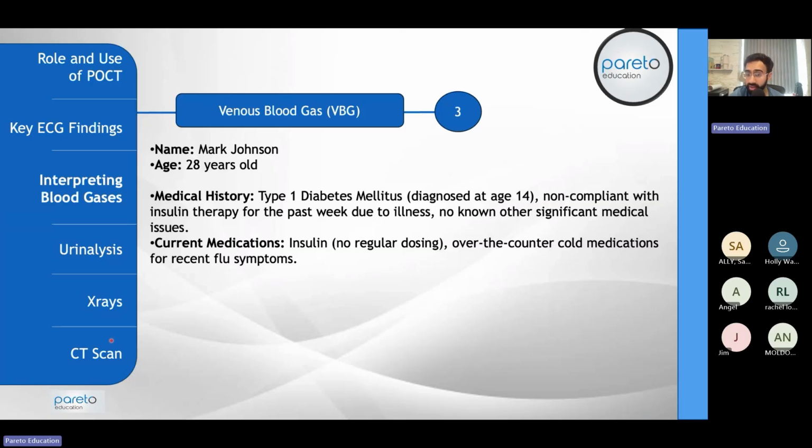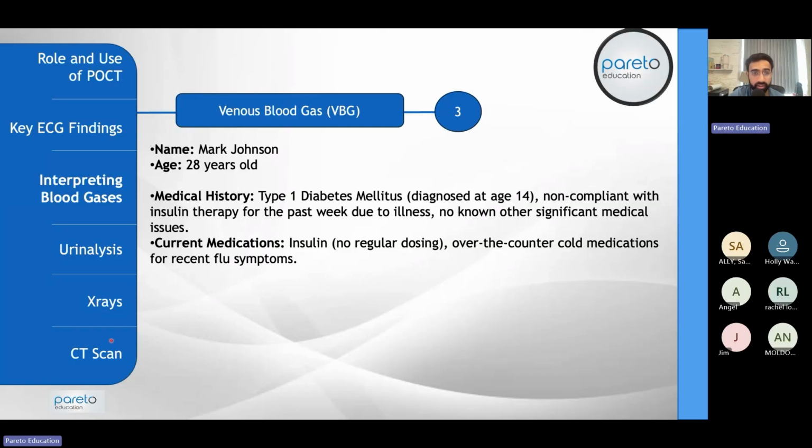So moving on to the last case before our break, because I know we've been going on for some time. Venous blood gas number 3. Mark Johnson, 28-year-old chap, type 1 diabetes, diagnosed at 14 years old, but is non-compliant with his insulin therapy. I think you guys know where I'm going with this one already. No other significant medical illnesses.